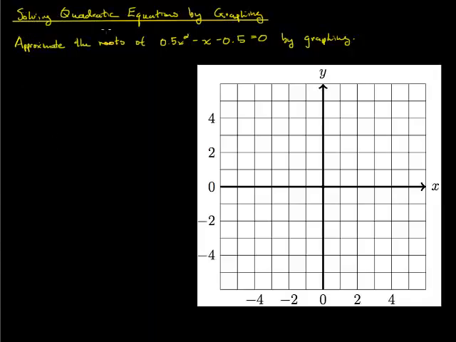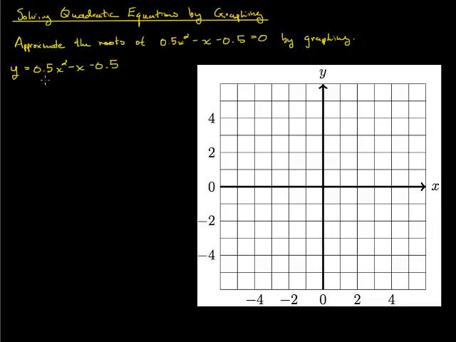In this lesson, we'll look at how to solve quadratic equations by graphing. So in this example, we're asked to approximate the roots of 0.5x squared minus x minus 0.5 is equal to 0 by graphing. So if we graph the function y is equal to 0.5 times x squared minus x minus 0.5, and then we look at what the x-intercepts of this function are. Those are the values of x that make y equal to 0.